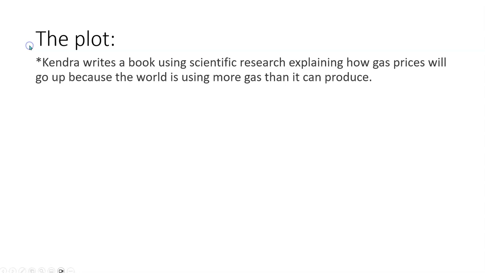Okay, so one of the main characters of the book is named Kendra White. Kendra writes a book using scientific research explaining how gas prices will go up because the world is using more gas than it can produce. So I'm going off the premise of something called peak oil, that there is a point in time where we're going to be consuming more oil than we can produce. Now, I'm not saying that's the case, this is for the sake of the book. But she believes that's the case, and she uses scientific research to explain that.